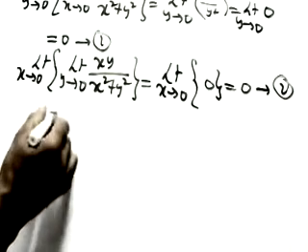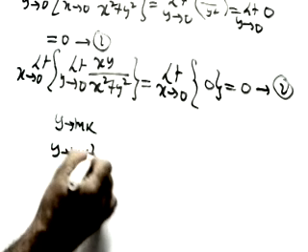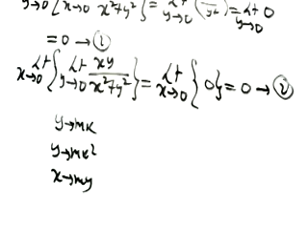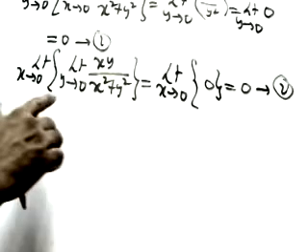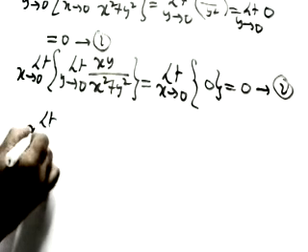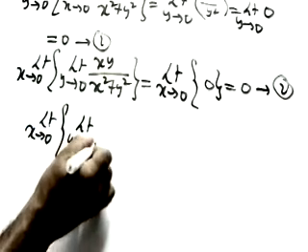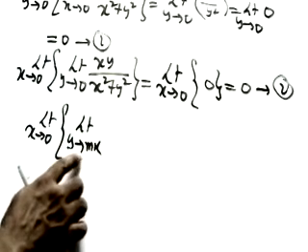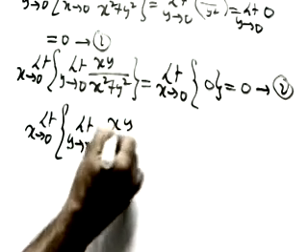But here the question is not finished. We have to see some other routes also. Suppose y tends to mx, or y tends to mx square, or x tends to my. Whatever routes we have taken, we must get the same answer. So let me do one thing. Now let me try for y tends to mx. You see here, limit x tends to 0, limit y tends to mx. We have to see quite different routes, y tends to mx, y tends to mx square, like that. You must get the same answer.